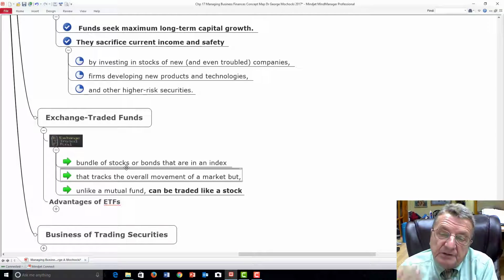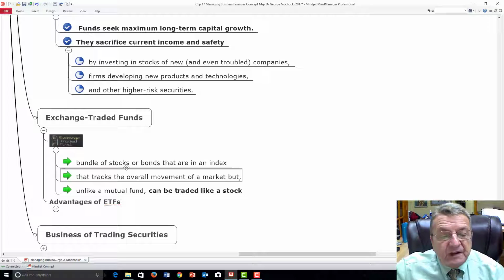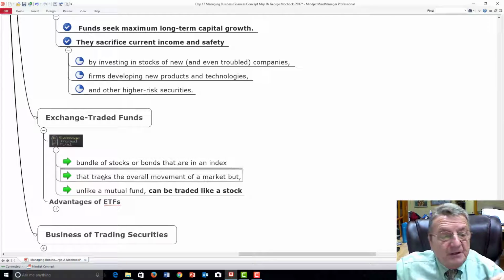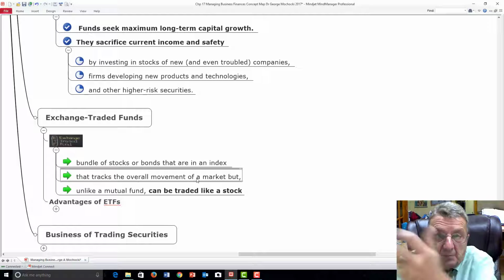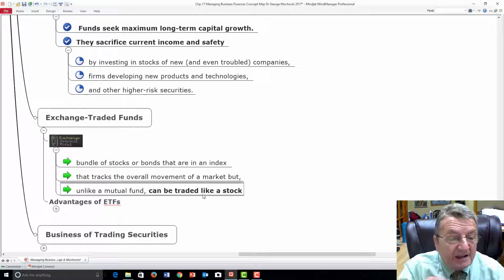Remember, if the company goes under, you've got to pay the debtors first, because as a stockholder, I'm last because I'm an owner of the organization. Okay, an ETF is a bundle of stocks or bonds indexed by certain priorities, that tracks the overall movement of that market, whether it's a bull market or bear market, more buying or less buying. Unlike a mutual fund, it can be traded like a stock.